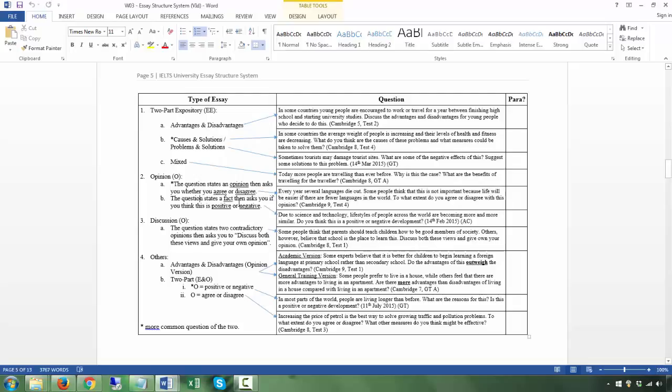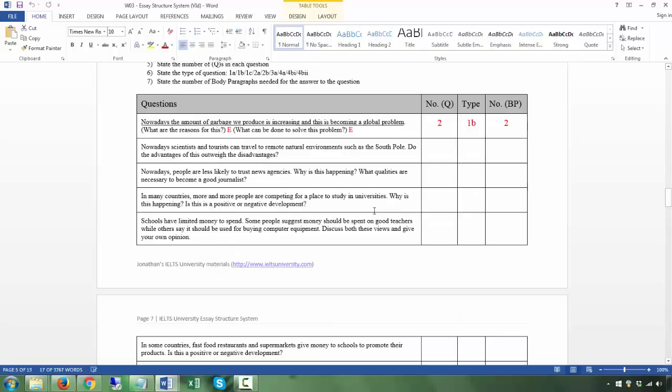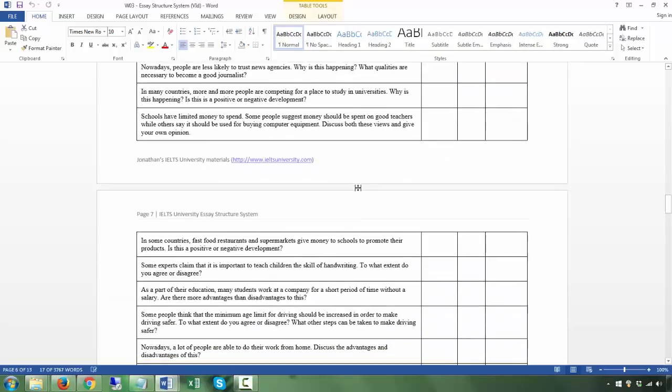Whereas right now we're doing this question. The question states a fact. This is a fact. And then they ask you, is this a positive or negative development, which is actually asking for your opinion. All right. When you say it's positive or negative, that's an opinion. All right.